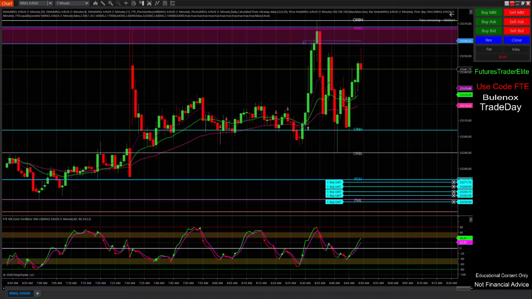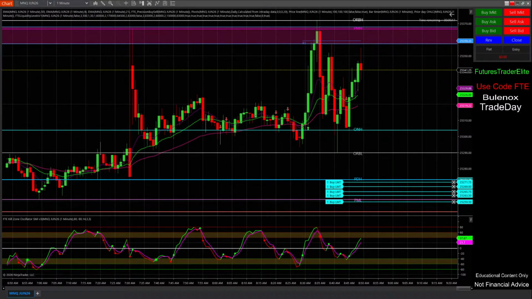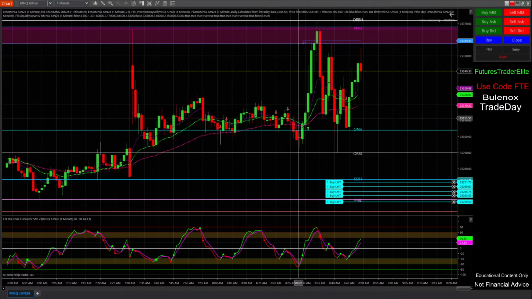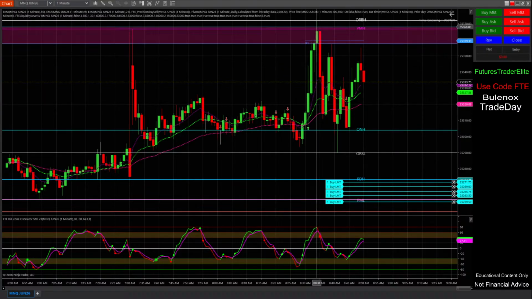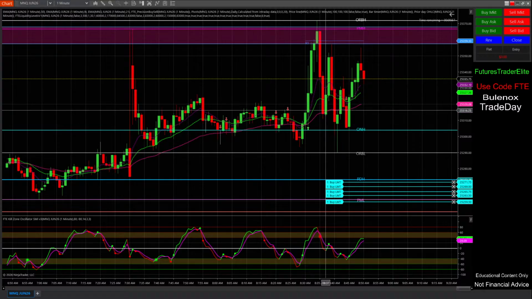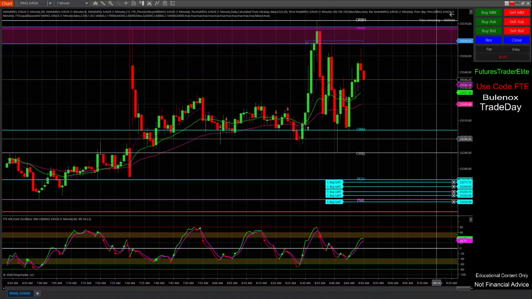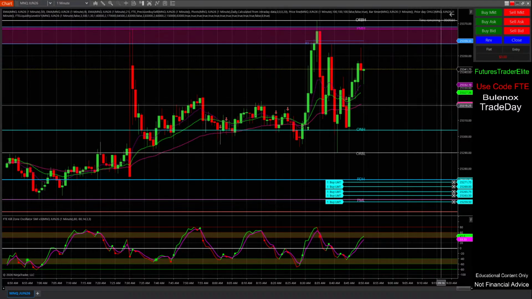What? Come on, come on. Anybody that was scalping or playing range could have made some real good moves in this range right here. I'm just an observer today.